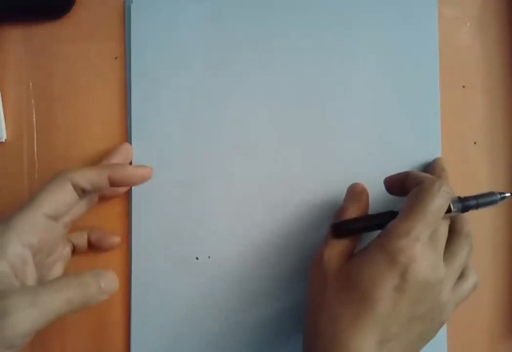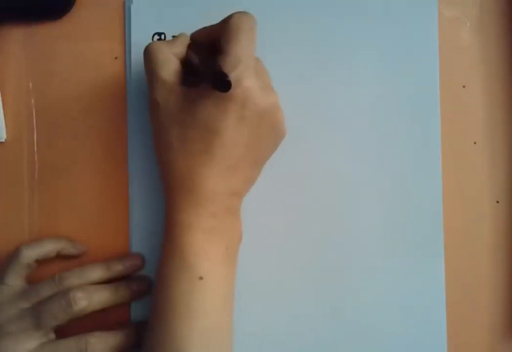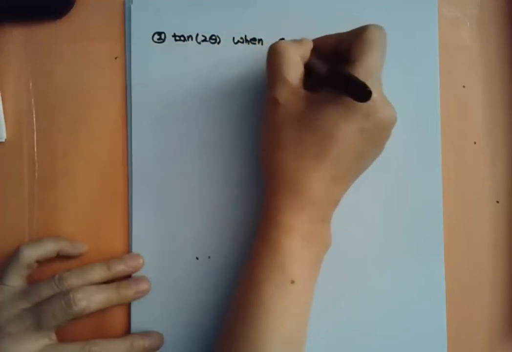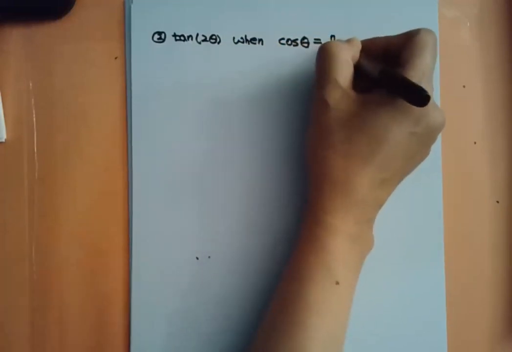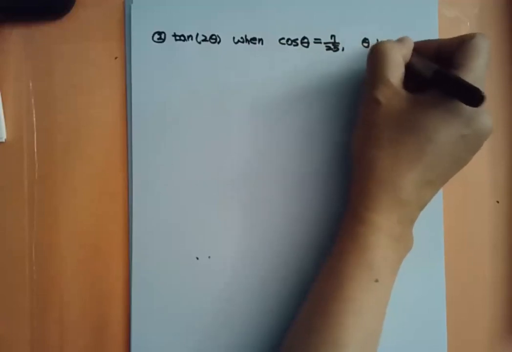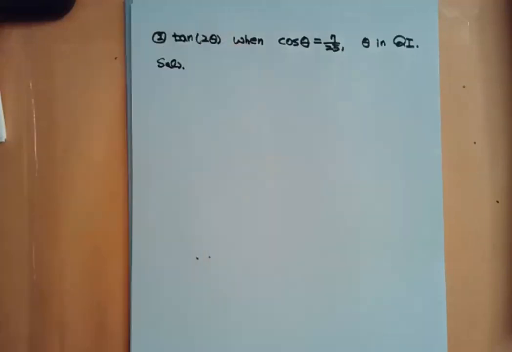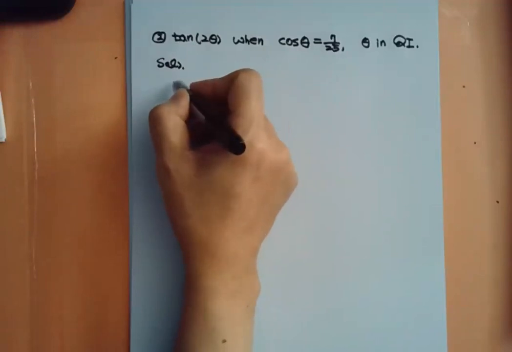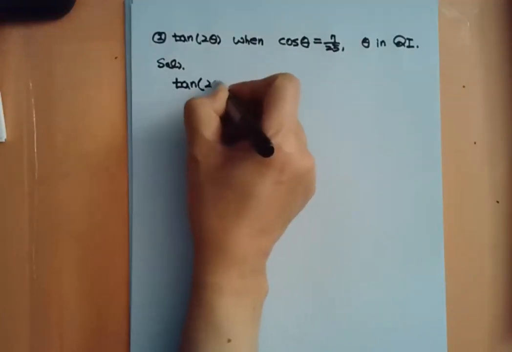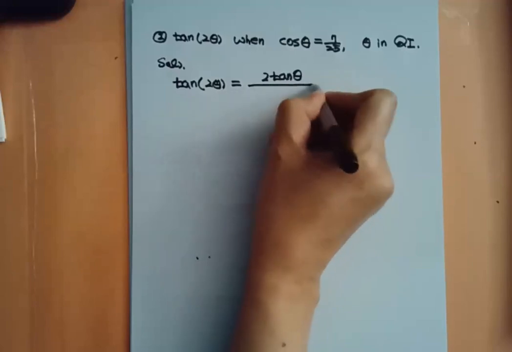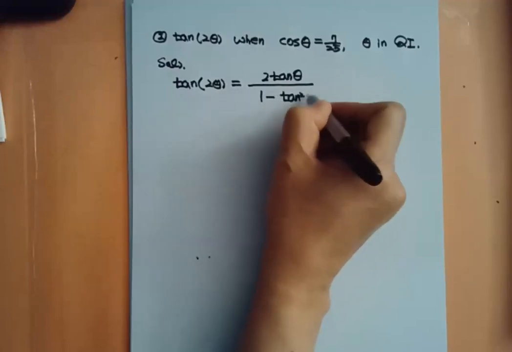Let's do the next problem. Next problem is tangent of 2 theta when cosine of theta equals 7/25 and theta is in quadrant 1. This is a double angle case for the tangent function. So we start with the double angle formula for tangent: 2 tangent of theta over 1 minus tangent squared of theta.